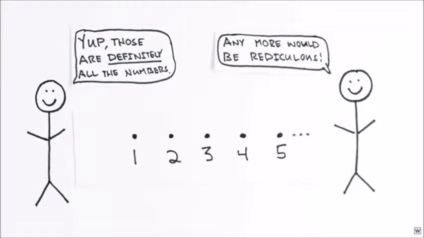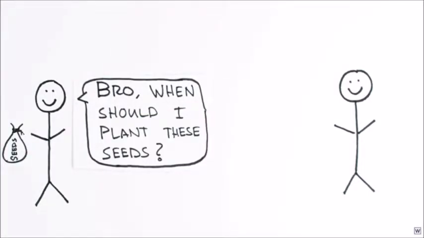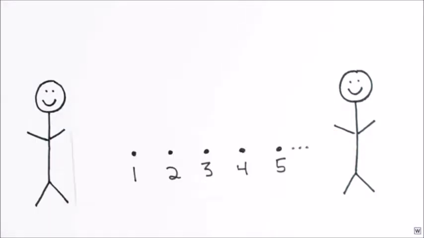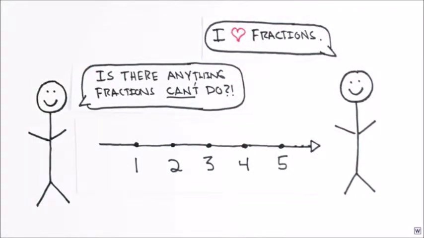As civilizations advanced, people needed answers to more sophisticated math questions, like when to plant seeds, how to divide land, and how to keep track of financial transactions. The natural numbers just weren't cutting it anymore, so the Egyptians innovated and developed a new high-tech solution: fractions. Fractions filled the gaps in our number line and were basically cutting-edge technology for a couple thousand years.